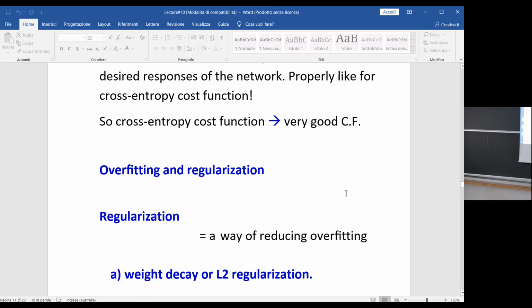Then we considered the problem of overfitting and regularization. And overfitting and regularization is now an absolutely obligatory procedure.